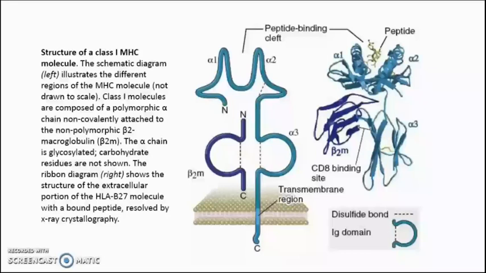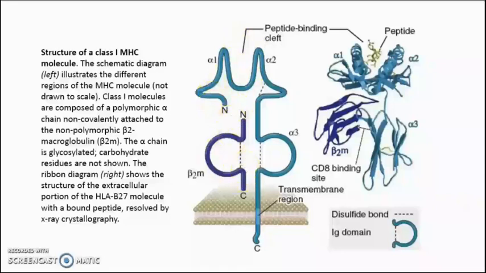Structure of a class 1 MHC molecule. The schematic diagram illustrates the different regions of MHC molecules, not drawn to scale. Class 1 molecules are composed of a polymorphic alpha chain. Here is the polymorphic alpha chain, non-covalently attached to beta 2 microglobulin.